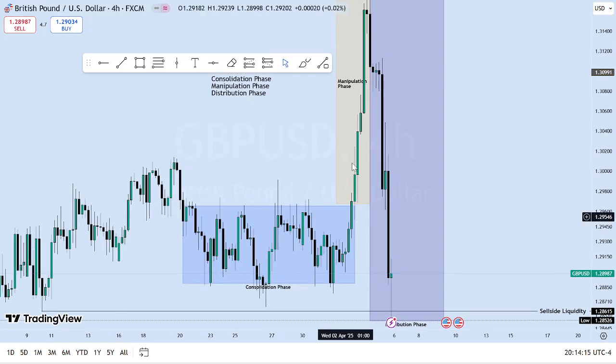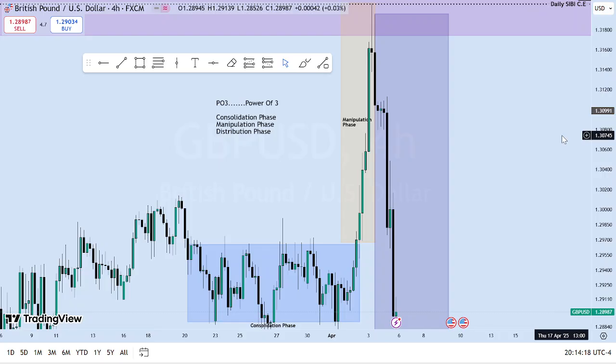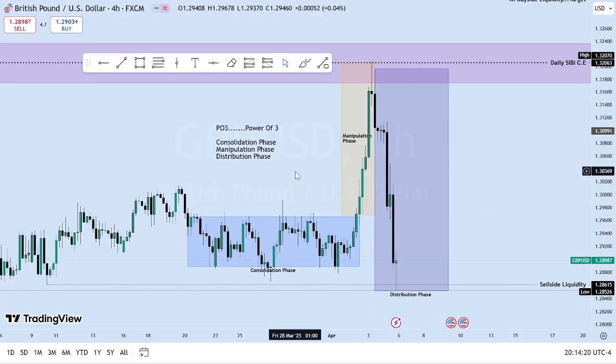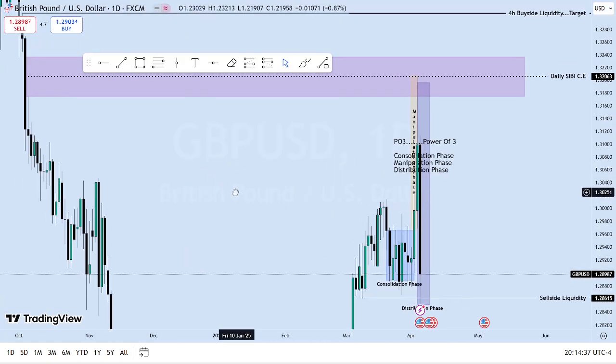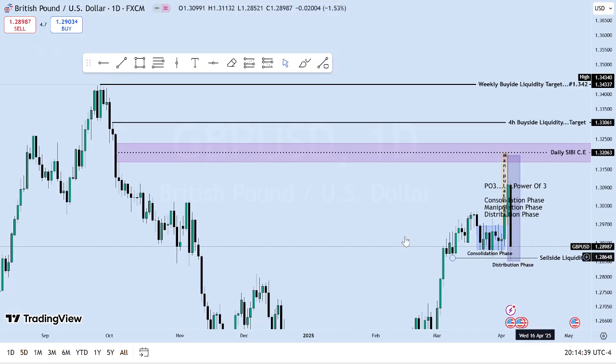The manipulation phase is going to take liquidity or deliver inside an inefficiency. We have a daily CB, consequent encroachment, over there. Let's go over to the daily chart. This is the daily CB, where the manipulation phase delivered into the consequent encroachment. That is the half of this CB inefficiency.